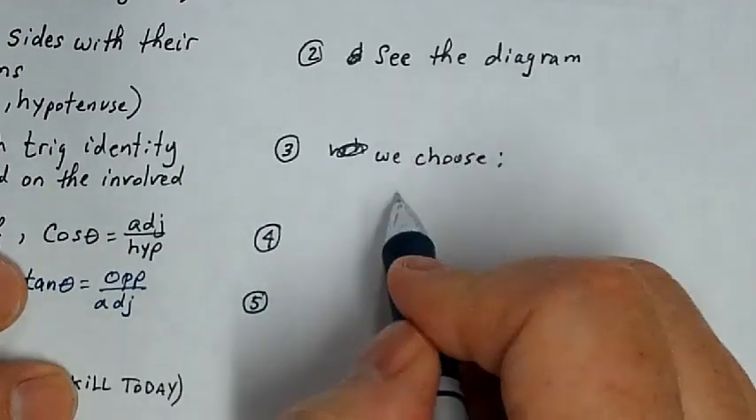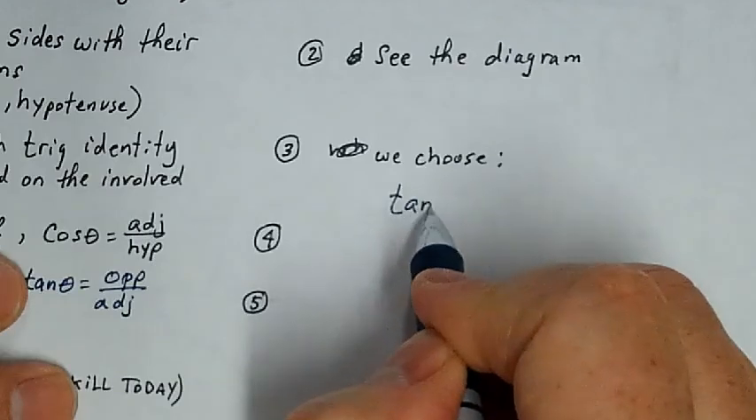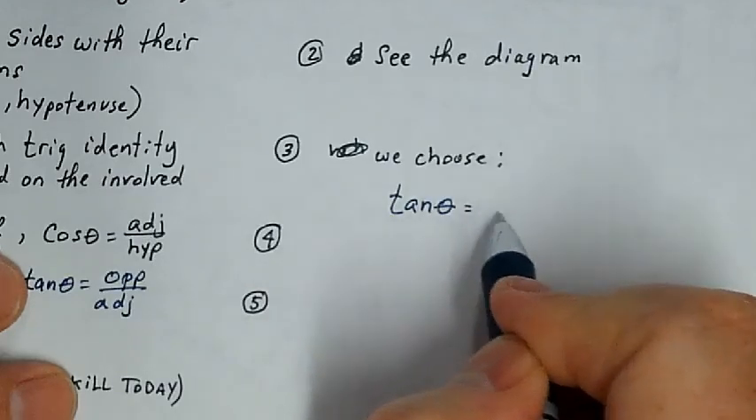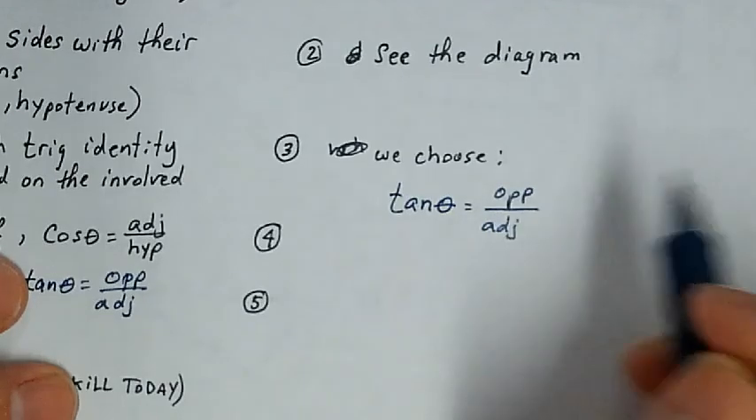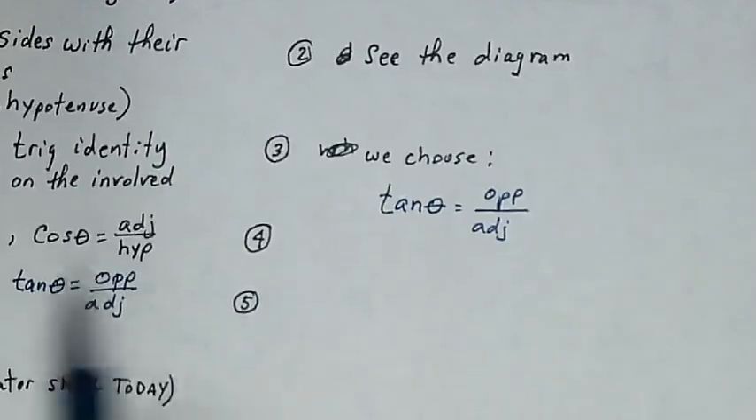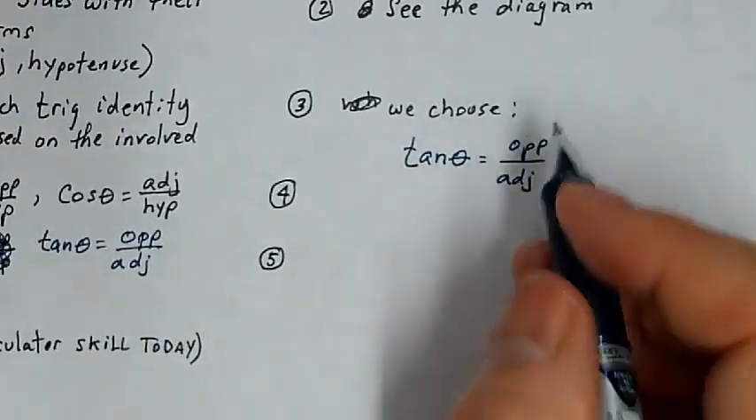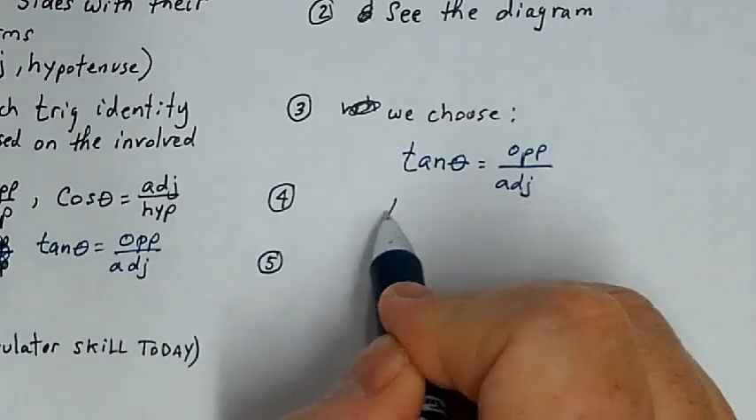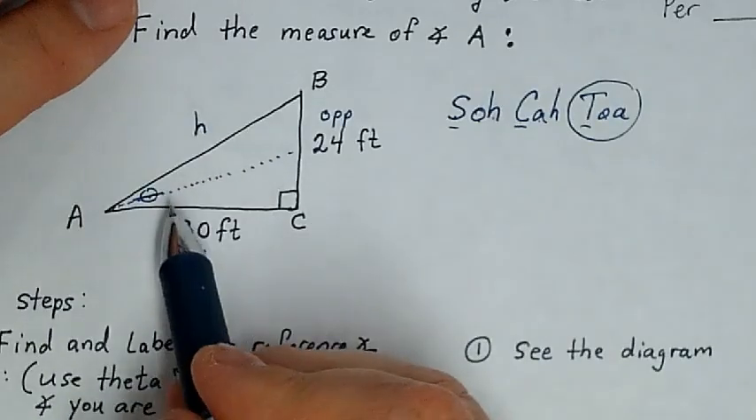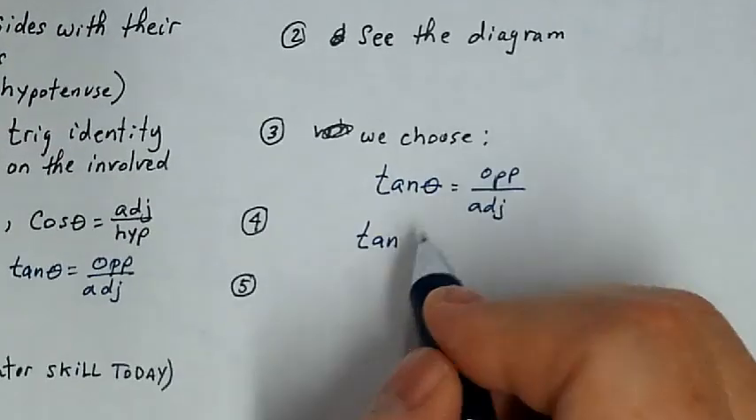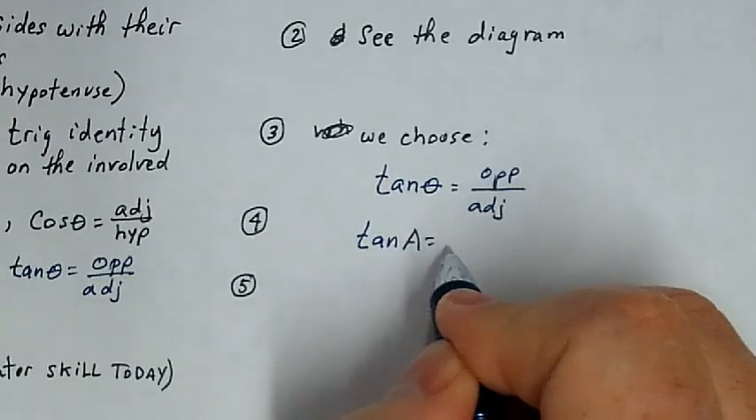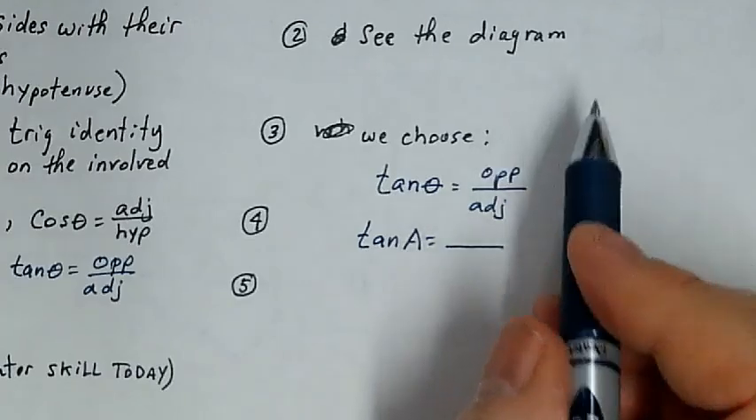So right here, we choose the tangent, and what I do is I just write the whole thing out. The tangent of our reference angle theta equals the opposite over the adjacent. And at this point, we substitute. Next step, substitute. That means fill in everything you can. So we write tangent of theta. Do they give us a value? I'm going back to the triangle. Do they give us a value for theta? No. So we can't help that. So we just write the tangent of angle A, and that equals the opposite side. What is the value for the opposite side?